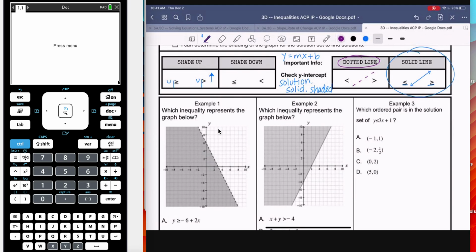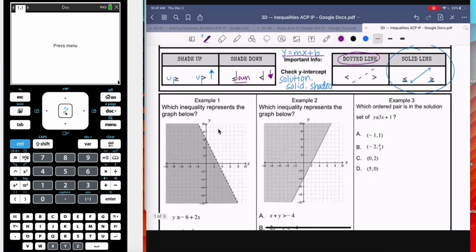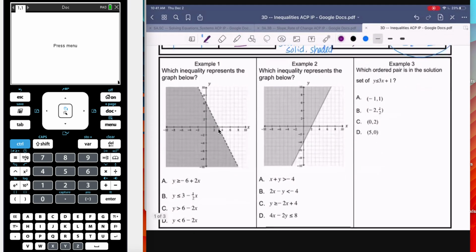In the same way for shading down, again, it only works if it's in slope-intercept form, but in order to shade down, if you have something that looks like this, where your less than sign makes the word down, you're going to shade from the line down. So all of our solutions are going to be less than where the line is. Okay, so those are just some important things to remember. We're going to jump in with example number 1.